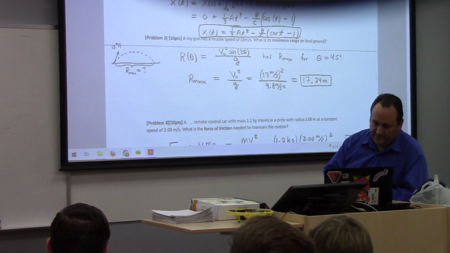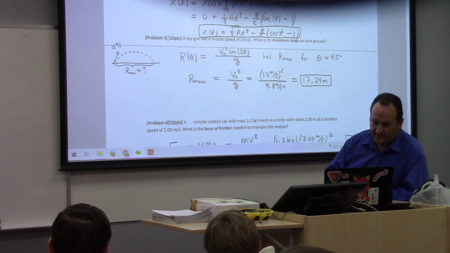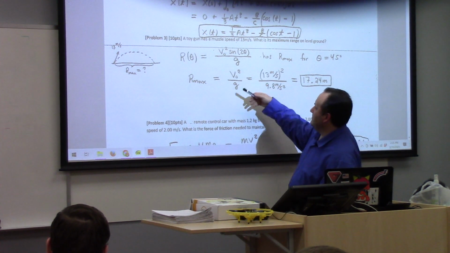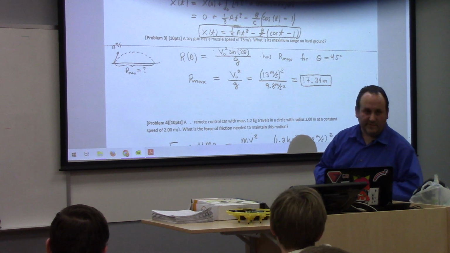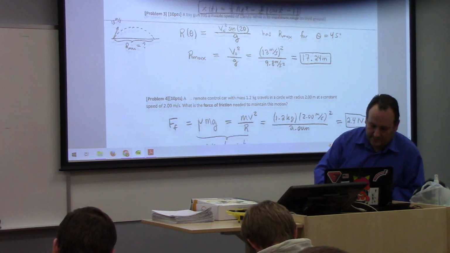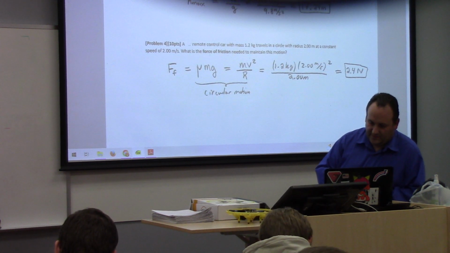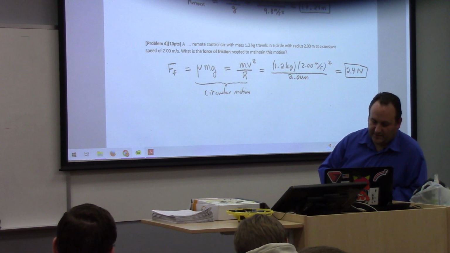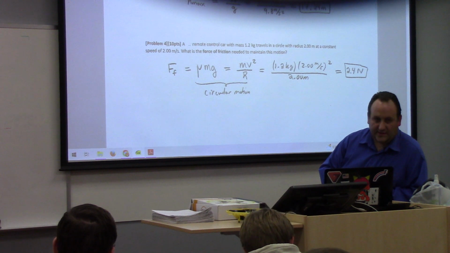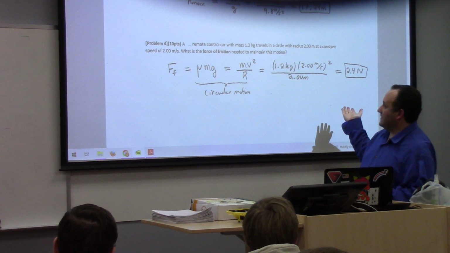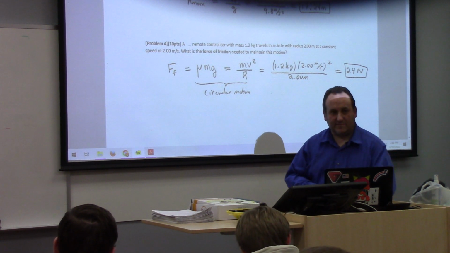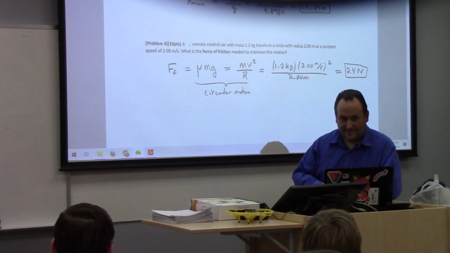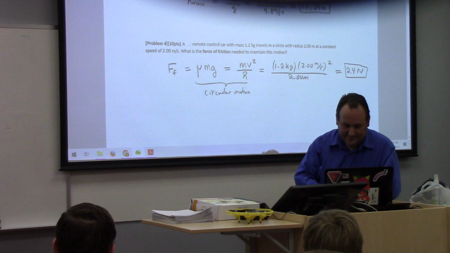Let's see here, what's up next? A toy gun has a muzzle speed of 13 meters per second. What's the maximum range on level ground? So that's a pretty max range formula problem. Remote control car with mass 1.2 kilograms travels in a circle of radius 2 meters at a constant speed of 2 meters per second. What's the force of friction needed to maintain this motion? So these have all been like gifts, right? Every last one of these is a gift. Yes? These are gifts.